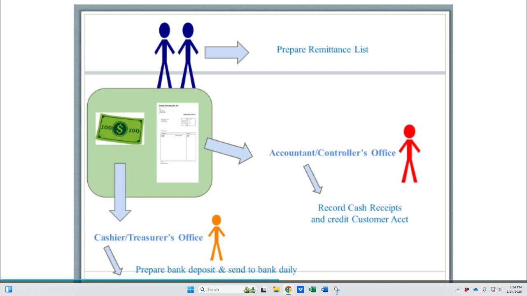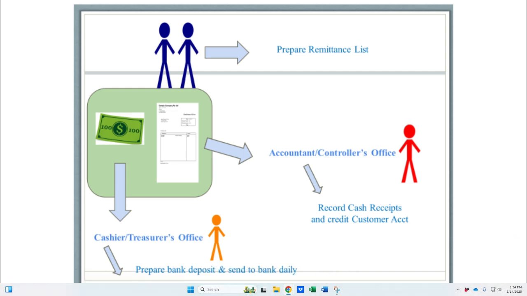We've talked about some general internal controls that we would like an organization to have. This video is going to go over some controls specifically related to cash receipts. So when cash is coming in, maybe in the mail, this would be when that would be in play. So we're going to start at the top of this diagram with these two blue people.